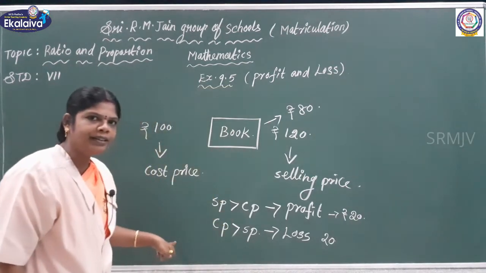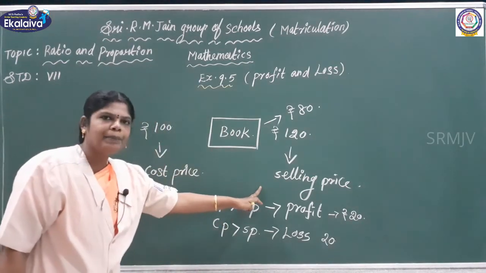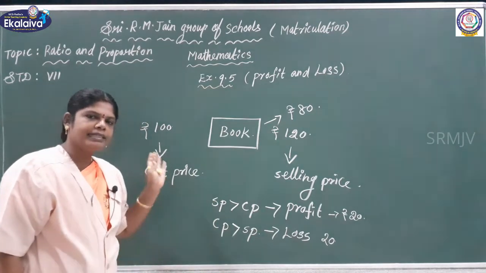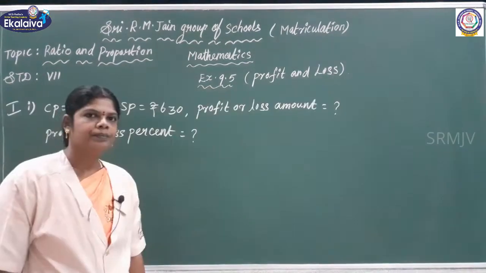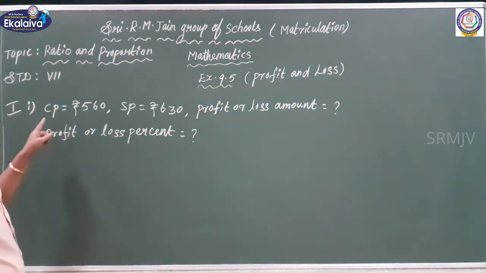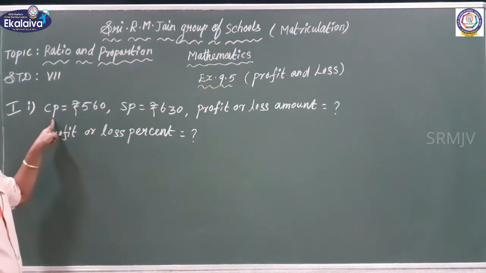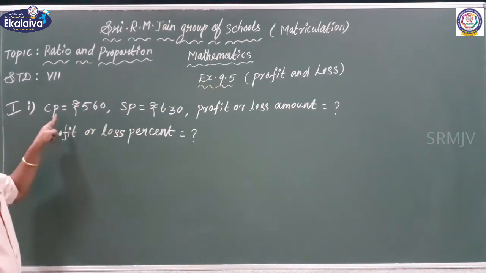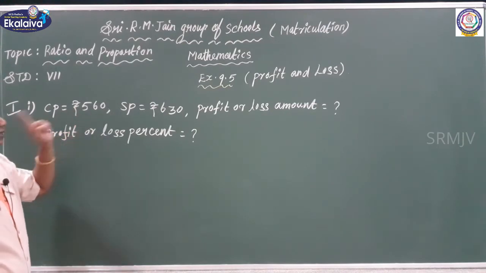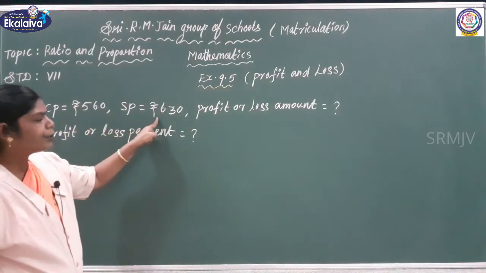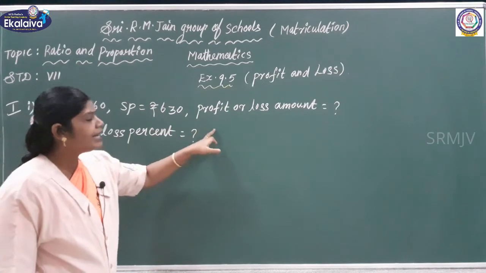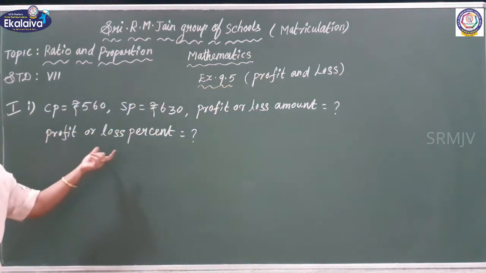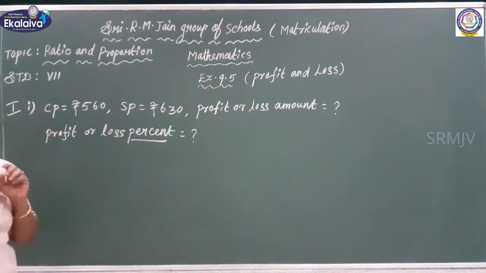Do you understand, children? What is cost price? What is selling price? What is profit and loss? Is it clear, children? See the exercise sums. See the first question, children. CP represents cost price and SP represents selling price. Cost price is rupees 560 and selling price is rupees 630. We need to find the profit or loss amount and also the profit or loss percentage.